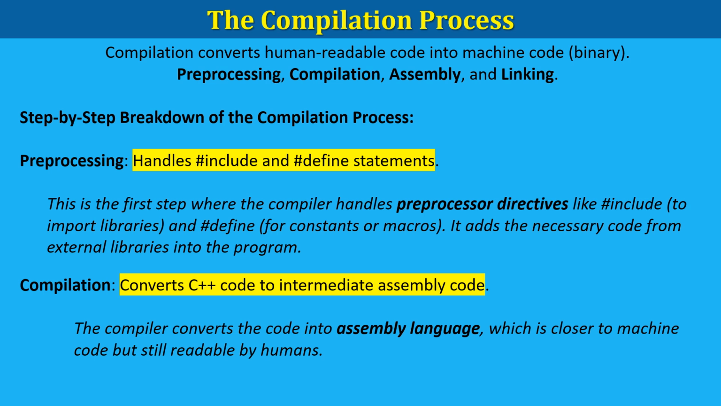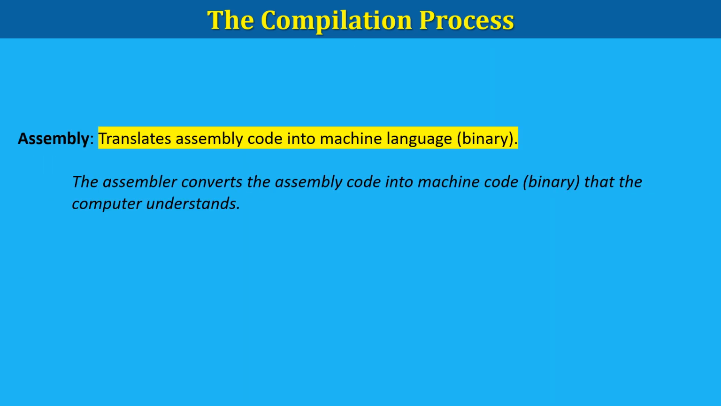Compilation. Assembly language serves as a bridge between C++ code and machine code, where it is more understandable for programmers but is still too complex for the computer to execute directly. Assembly. Machine code is made up of ones and zeros. This is the form the computer processor can directly execute. The code is now machine readable but incomplete. It is not yet executable because it has not been linked to external libraries.